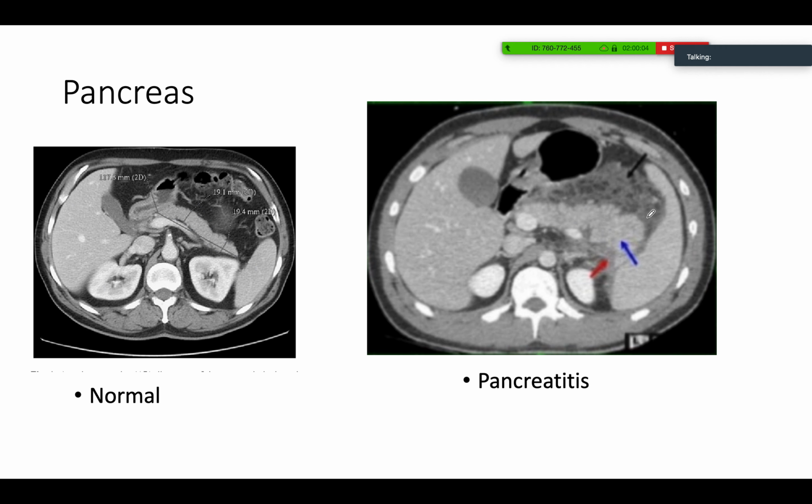Okay, and so I include these pictures because I had a question on Step 1 similar to this, and so I wanted to make sure I left that in there. Okay. Okay, great.